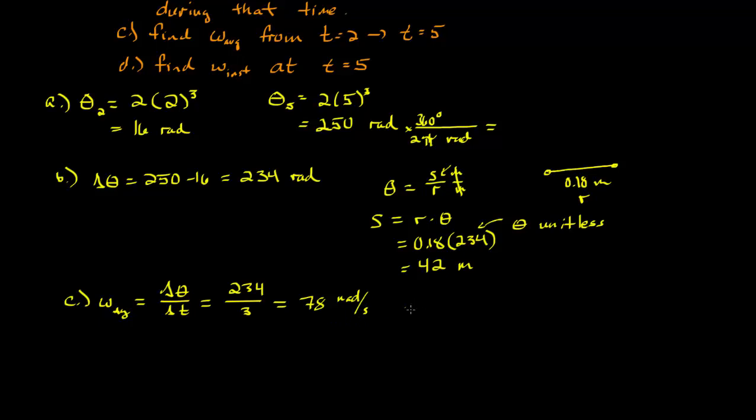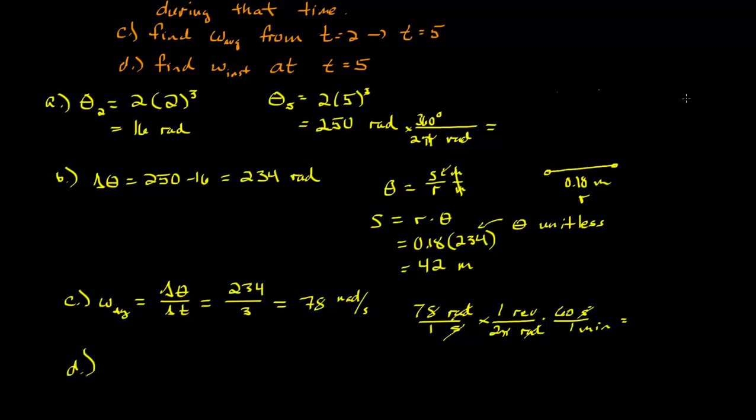And we may need to convert this to, say, revolutions per minute. So that would be 78 radians per second times 1 revolution over 2 pi radians, which is 360 degrees, but that's also just one revolution, times 60 seconds in 1 minute. I'm not going to calculate it, but the seconds cancel, the radians cancel, so you get revolutions per minute. So RPMs.